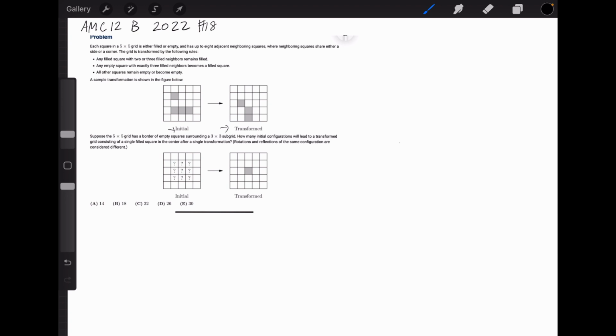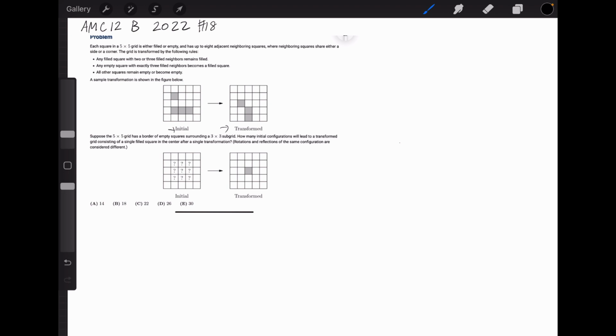Suppose the 5x5 grid has a border of empty squares surrounding a 3x3 subgrid. How many configurations will lead to the transformed grid consisting of a single filled square in the center after a single transformation? Rotations and reflections of the same configuration are considered different. Okay.